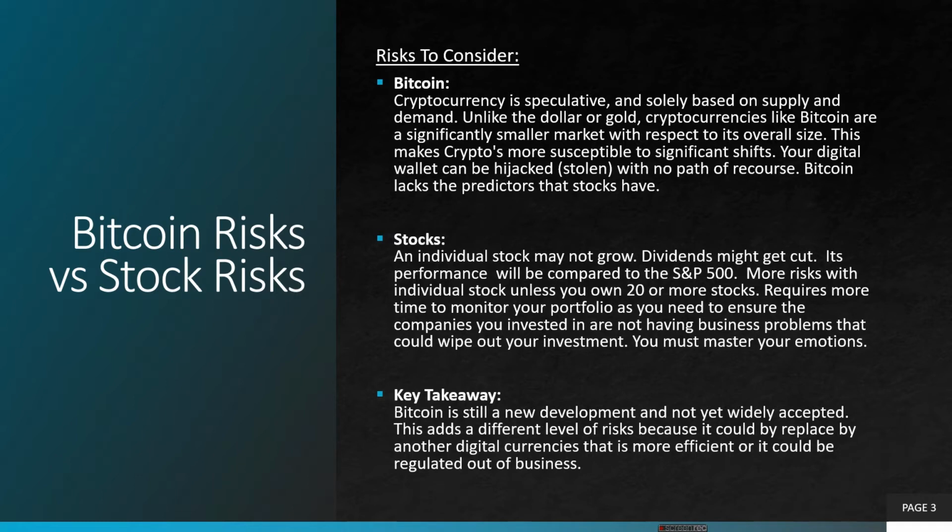And I want to go back to Bitcoin just for a moment to highlight where we talk about your digital wallet being hijacked. Bitcoin, as it stands now, has simply no path of recourse. So if your wallet is hijacked, there's nothing you can do at this point in time to regain your investment. Unlike stocks, where if you invest with a particular broker and your account is hacked, well, your money is insured, and the broker has the responsibility to refund your account. So you do have a path of recourse there.